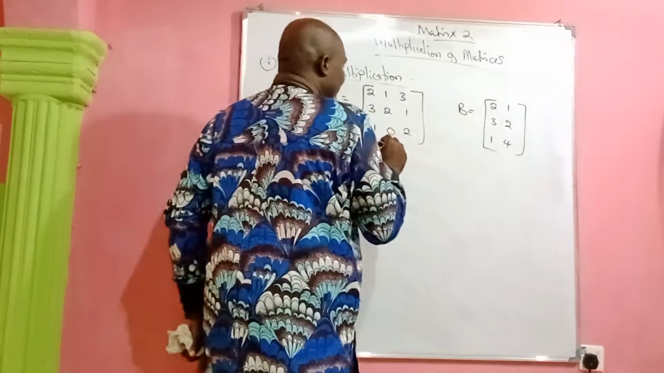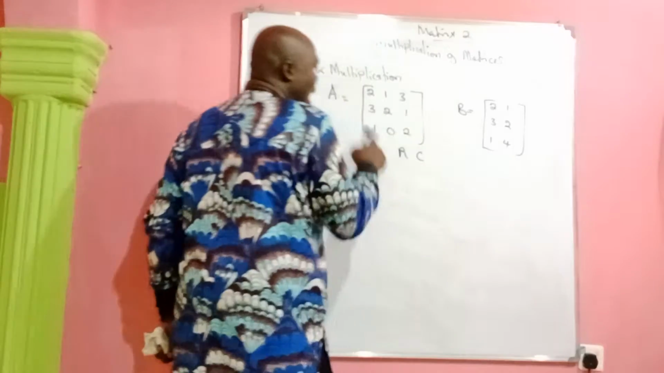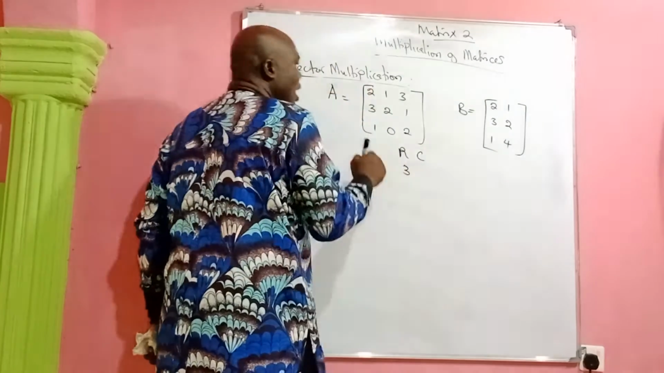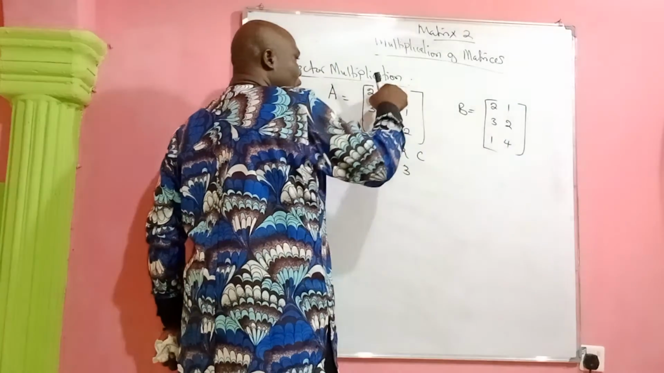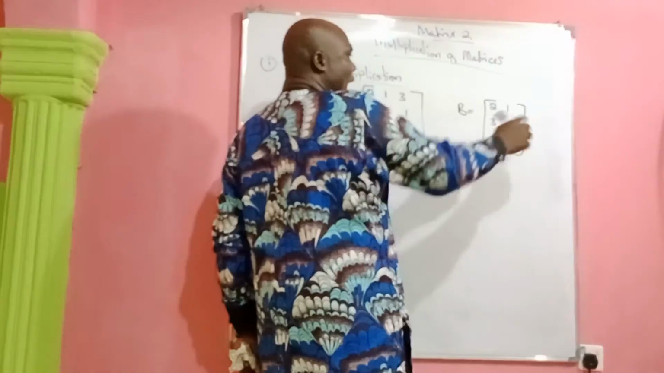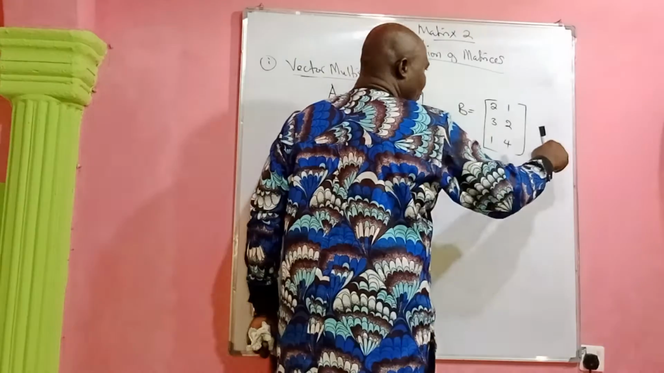Now this makes rows and columns. How many rows do we have? 1, 2, 3. We have 3 rows. How many columns do we have? 1, 2, 3. So we have 3 columns in matrix A. In matrix B, how many rows do we have? 3 rows.